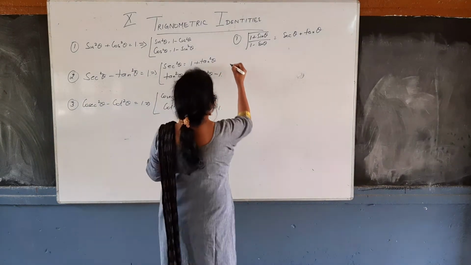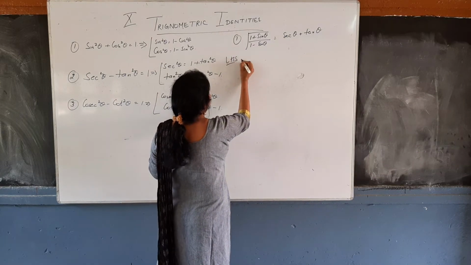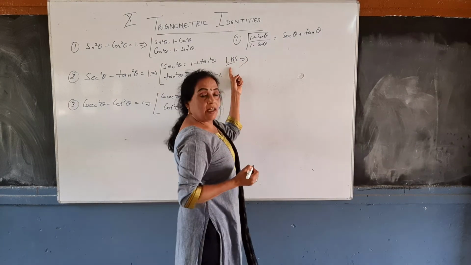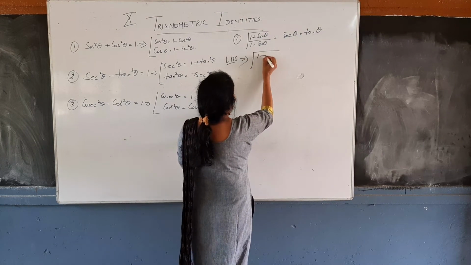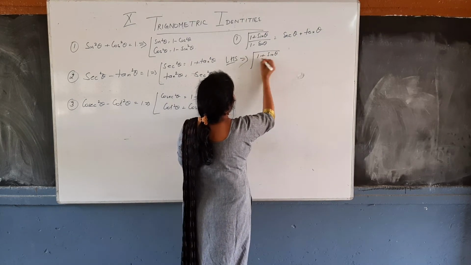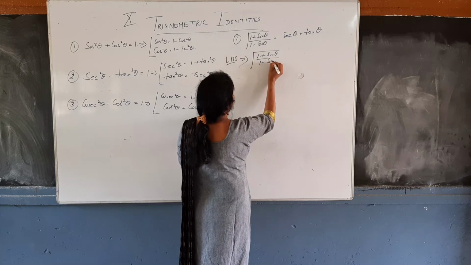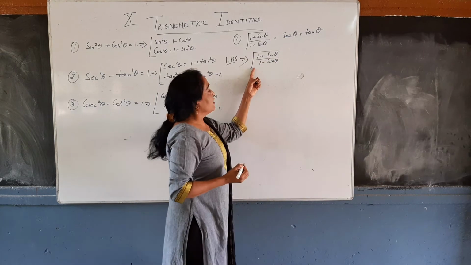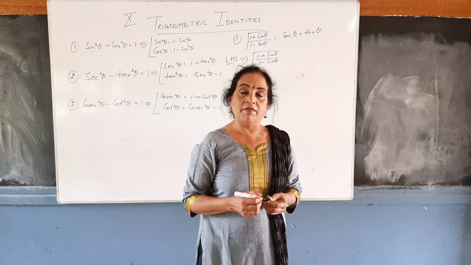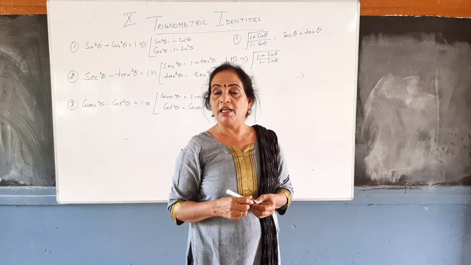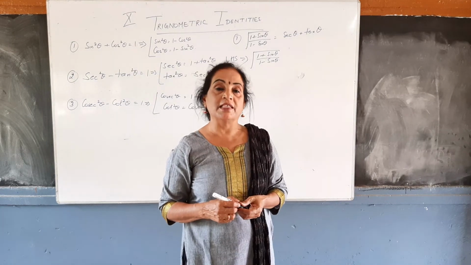We will take the left hand side, that is LHS. So it is under root 1 plus sin theta upon 1 minus sin theta. Now here see the denominator, it is given in the root. Last year in 9th class we have studied, if the terms given in the denominator are in the root, then we rationalize.